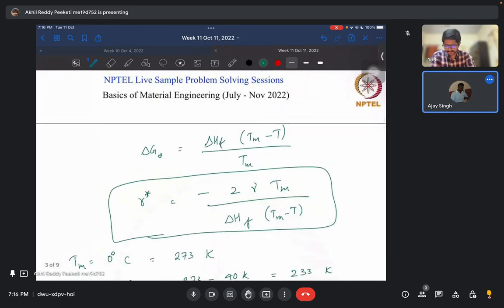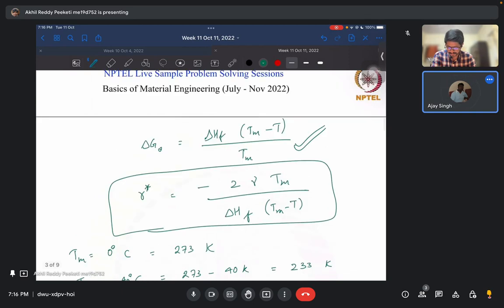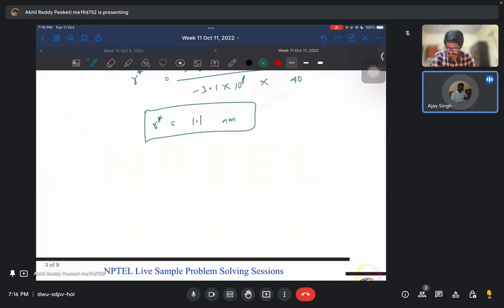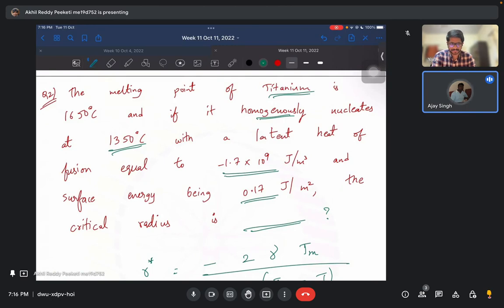Yes. So this direct relation is there between internal free energy and the latent heat of fusion in terms of melting temperature. This relation. So if you substitute all that, then you will get the critical radius in terms of surface energy, melting temperature and latent heat of fusion. So this formula only, first we did it for water, ice to water to ice, and now we are doing it for titanium. Okay.